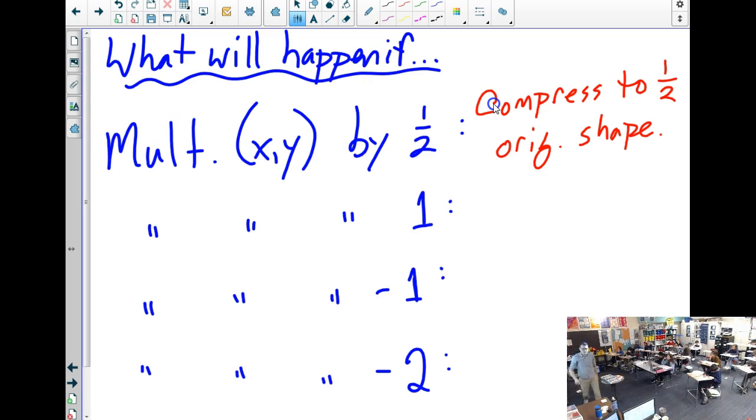What about if we multiply by 1, Marin? What do you think? You gave me 2 answers. George, what do you think? Well, I think it will stay the same. All right, let's get some verification. Olivia?